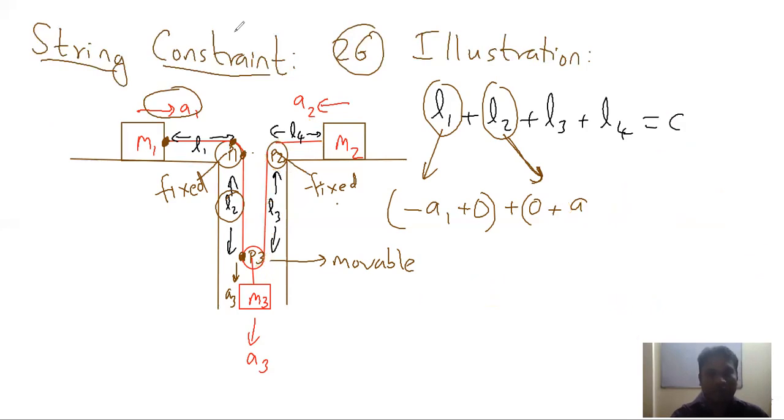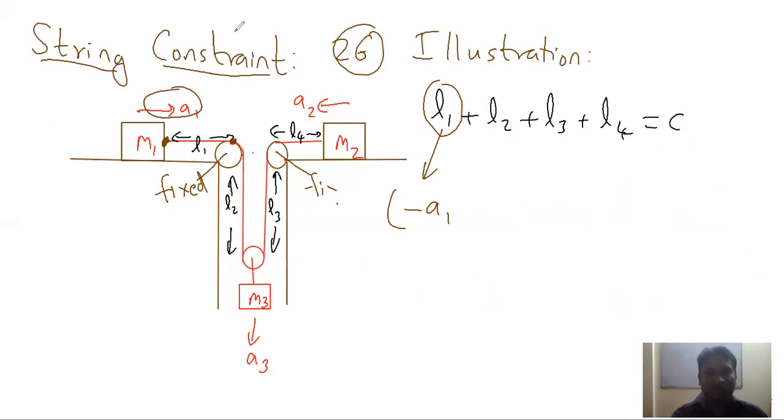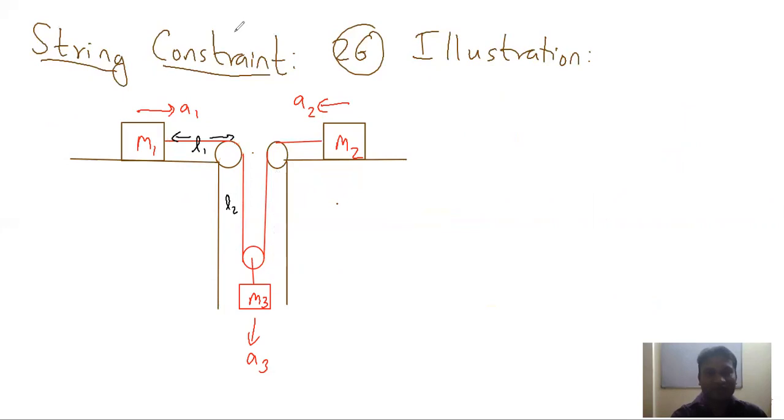Let us see how we proceeded once again for length constraint. First of all, let me show the diagram. So here we have the diagram. We have three masses, M1, M2, and M3. Let me consider this length of string. So this is the full string in red color.